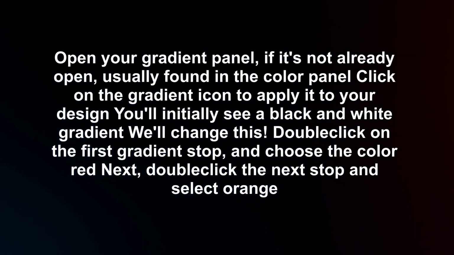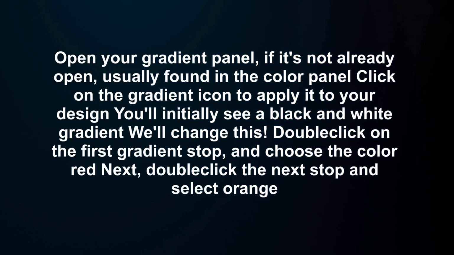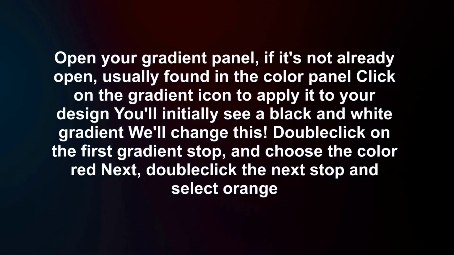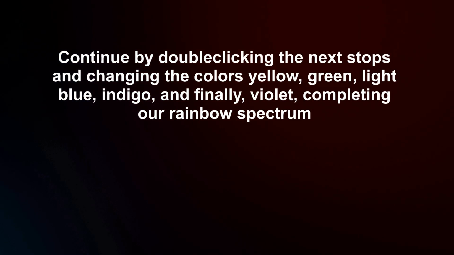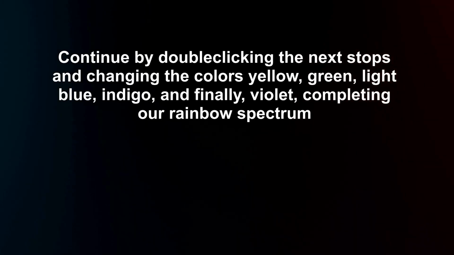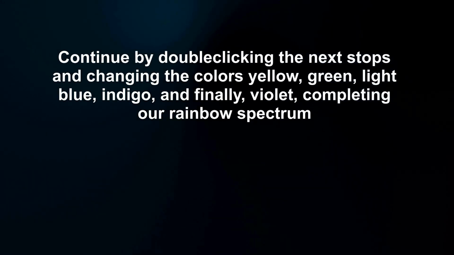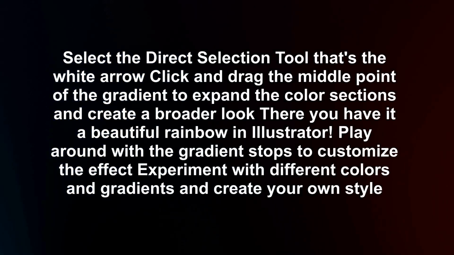We'll change this. Double-click on the first gradient stop and choose the color red. Next, double-click the next stop and select orange. Continue by double-clicking the next stops and changing the colors yellow, green, light blue, indigo, and finally, violet, completing our rainbow spectrum. Select the direct selection tool, that's the white arrow.